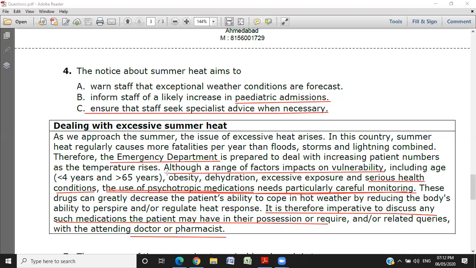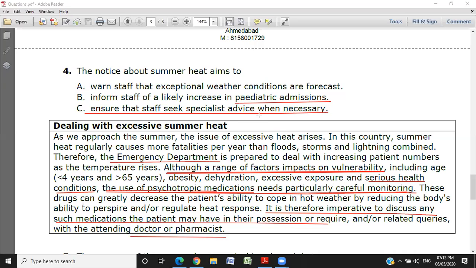Ma'am, here I used that one. After the although sentence, I focused on that thing. So that can be very helpful to pick up the main idea. So the writer is trying to indicate that although all these are the risk factors, here the main focus is on the patients with psychotropic medication.